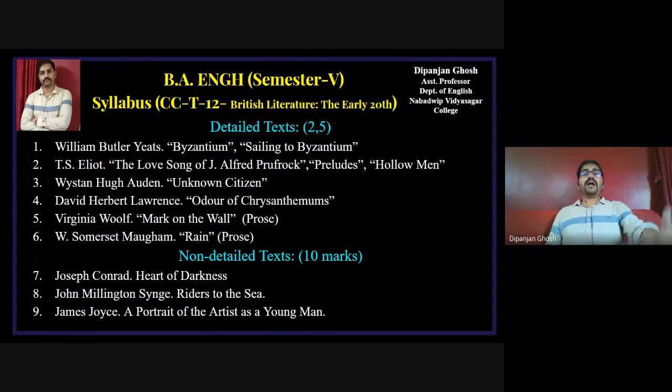So these are the detailed text and the non-detailed text. Detailed text is for 2 and 5 marks, and non-detailed text is for 10 marks. These are the compulsory papers, obviously, and there are 3 DSC papers, out of which you have to take any 2. I will discuss the DSC materials, that means what you have to read and what you have to buy, in my next slide or next class, obviously. Okay, thank you.